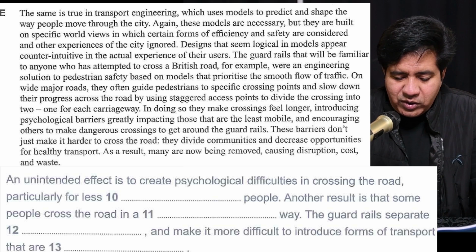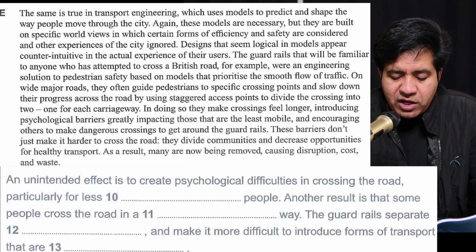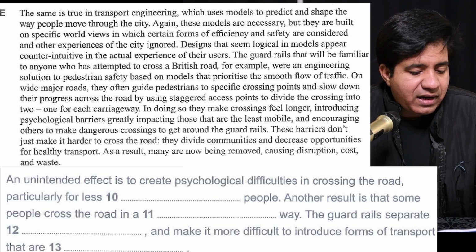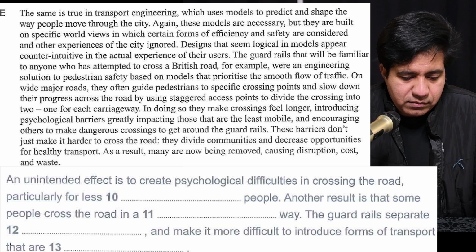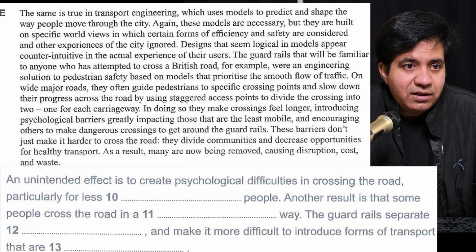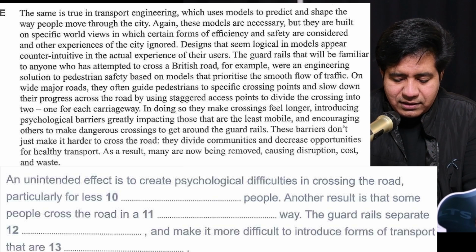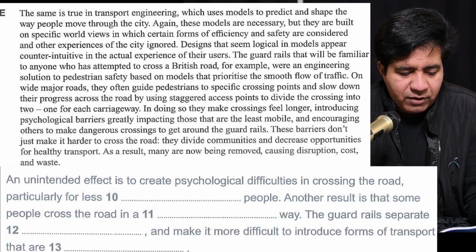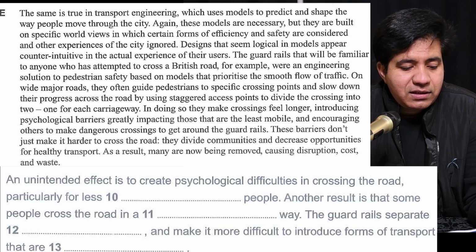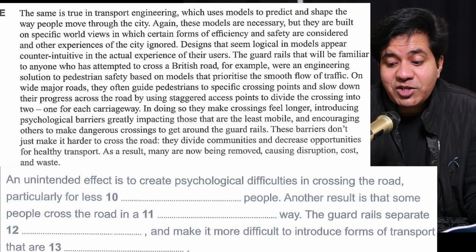Alright, let's go on. Question number 11. Another result is that some people cross the road in a dash way. Same paragraph. Focus on the word cross or crossing, and don't tell me the answer unless I ask you. For some people, they use the word others. Others to make dangerous crossing. What's the answer? Dangerous. Well done.